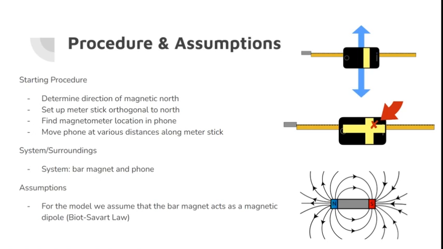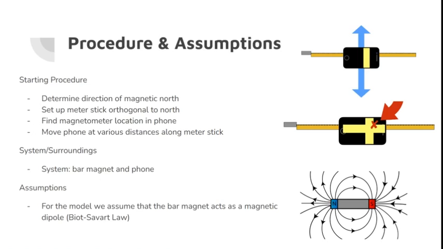We set up a meter stick orthogonal to north and defined the magnetometer location that's inside the phone. So we slide the phone perpendicular to the meter stick in the x and y direction and mark axes with edges of tape. And then from there, we move the phone into various distances along the meter stick, taking measurements on the app and from the distance using the ruler.